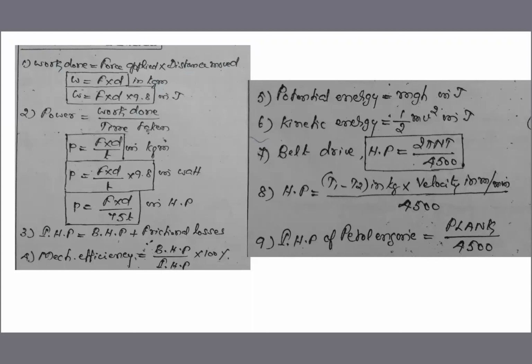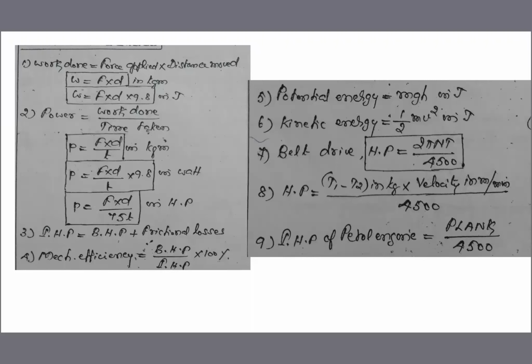Suppose the tension of the belt is given, then apply the next formula: T1 minus T2, the difference between the tensions, tight side and slack side. So two tension values will be given. Power formula for a belt drive is the difference of tensions into velocity in meter per minute divided by 4000.